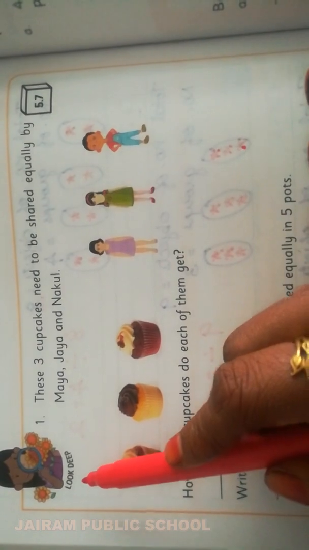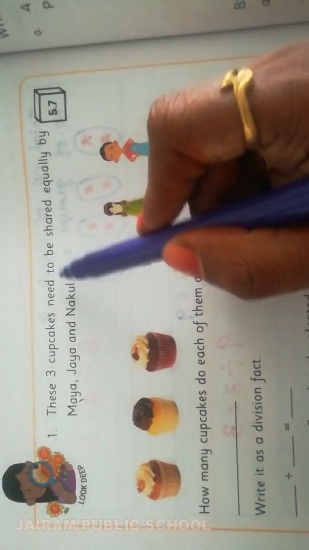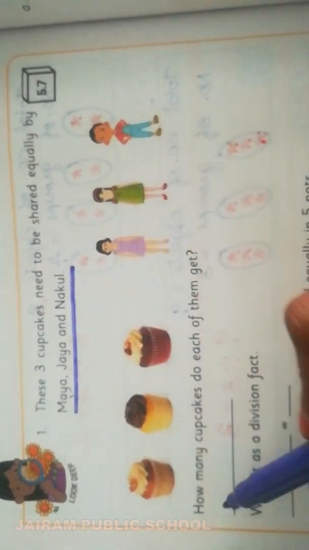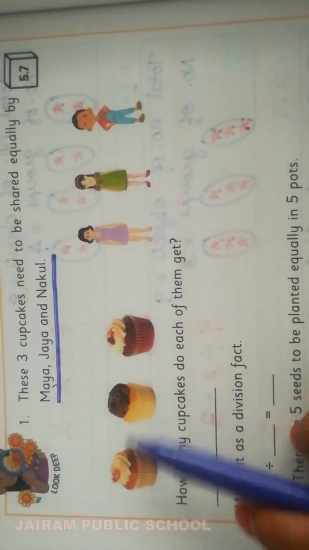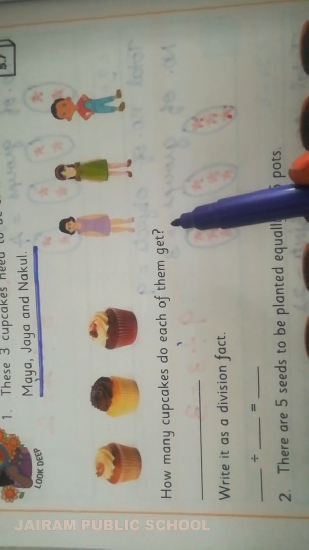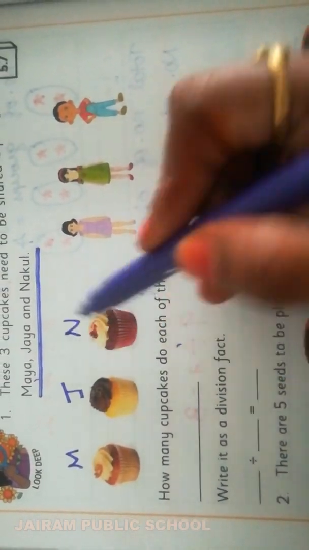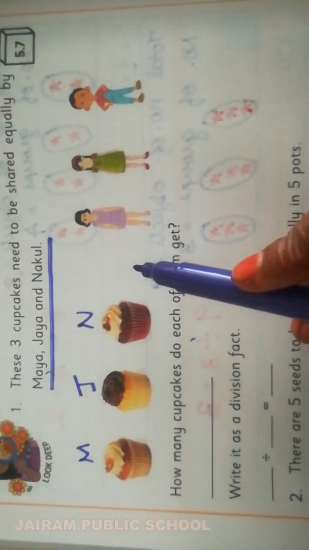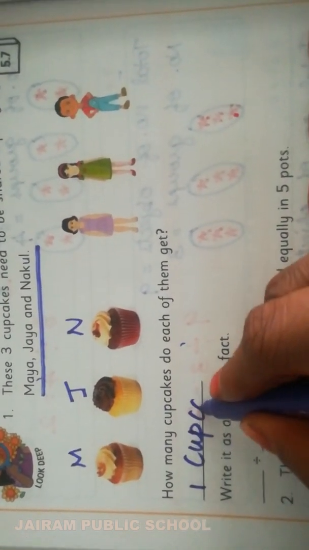Next, studio book, page number 120, children. Look deep activity, activity number 5.7. These 3 cupcakes need to be shared equally by Maya, Jaya and Nakul. 3 persons are going to share the 3 cupcakes. How many cupcakes does each of them get? It will be Maya's, it will be Jaya's, it will be Nakul's. So each person will get one cupcake. So write here 1 cupcake each.